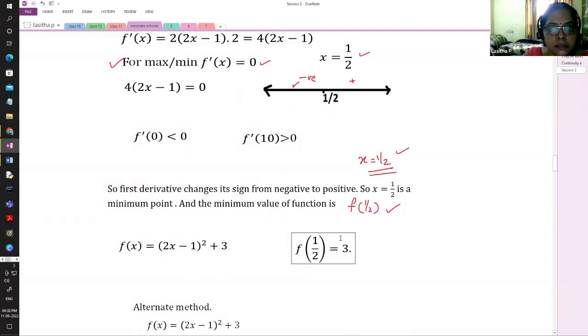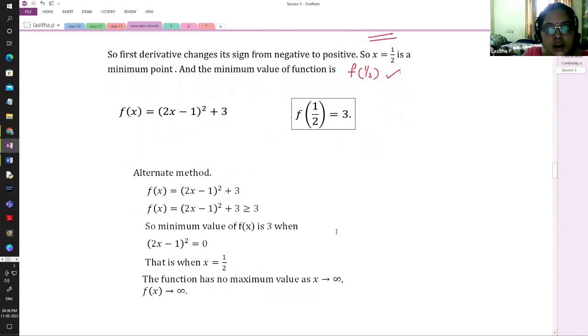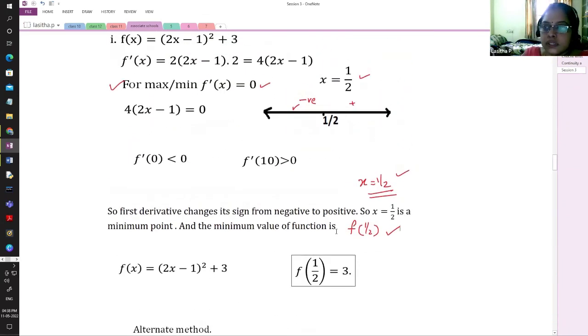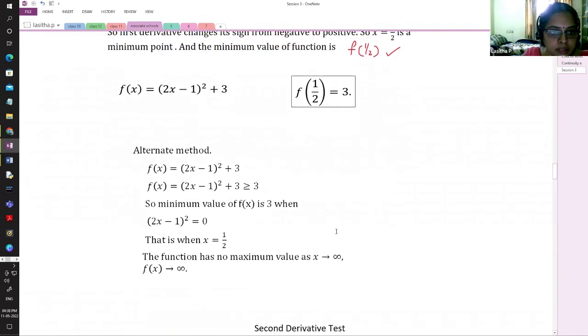So this question, but we can do in a different way also. That is why I picked this one. It's not compulsory that the children have to follow this method itself. We can tell them to explore with different ideas also. So another method also we can apply here, f of x equal to (2x minus 1) the whole squared plus 3.